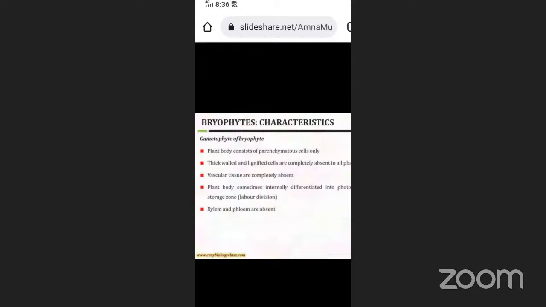All these spores are similar in structure, one type of spore is produced, and that is called homospory. Where the spores are different in size, that is heterospory. Examples are Salvinia and Marsilea.